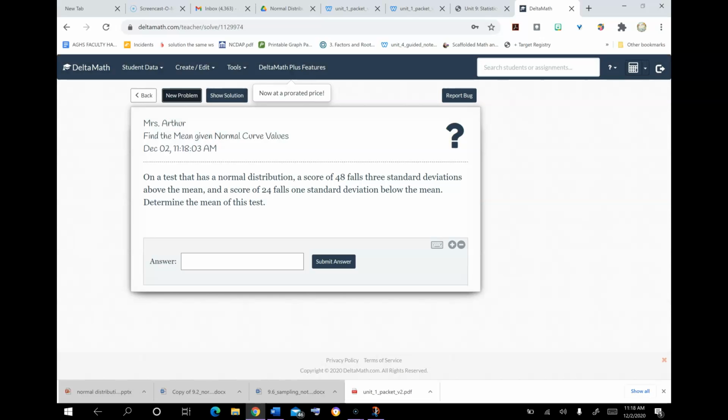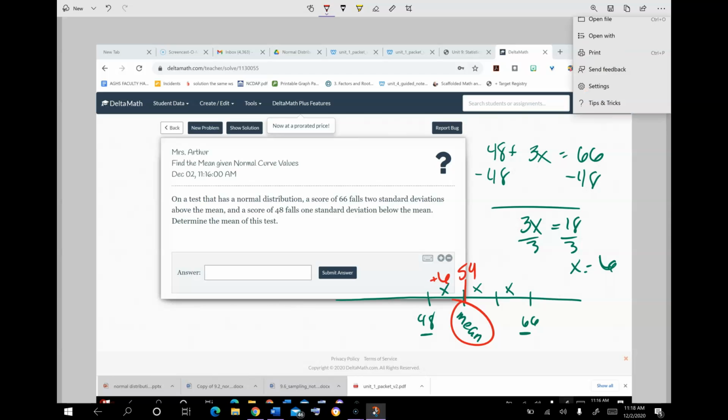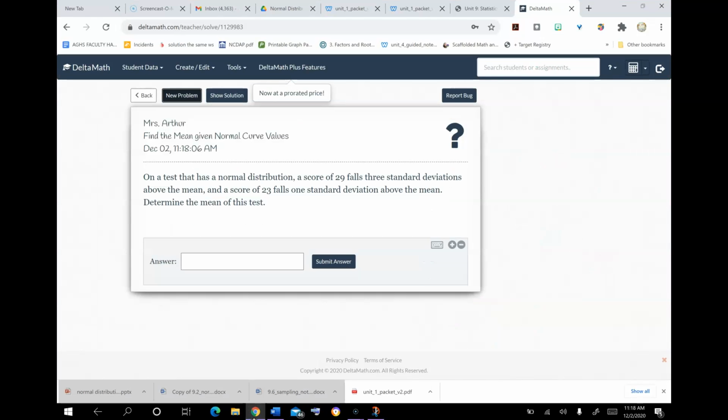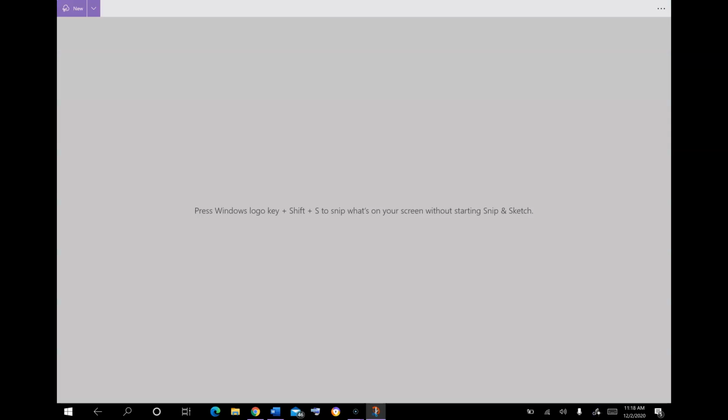Two more. Did it go? Oh, it went to another problem. My bad. I'm trying to exit out of this, and it's not really working. Okay, let's go back. There we go. I got it close. Okay, here we go. So let's screen snippet. I think my pen actually did finally die.